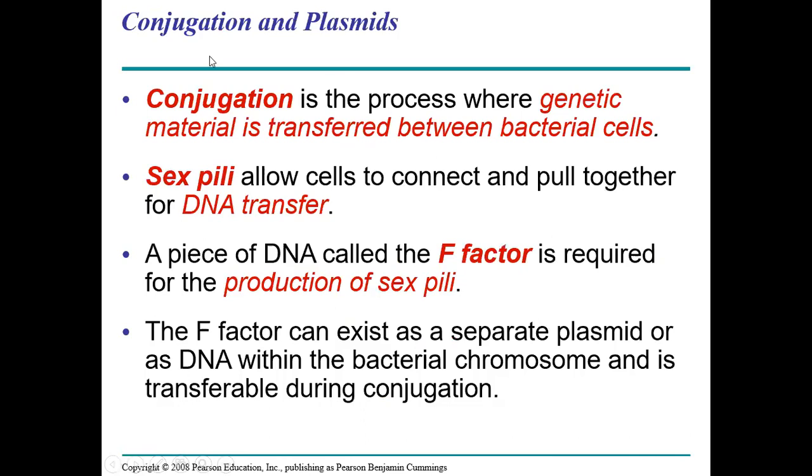Okay. Now it's about conjugation in plasmid. You know what is a plasmid? You know very well, that was circular DNA, right? So conjugation is a process where genetic material is transferred between bacterial cells. That is another process, conjugation. Between two bacteria, the genetic material will be transferred. That is known as conjugation.